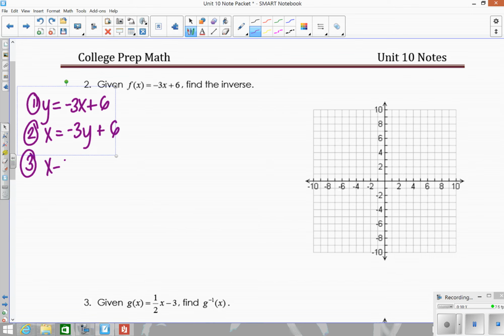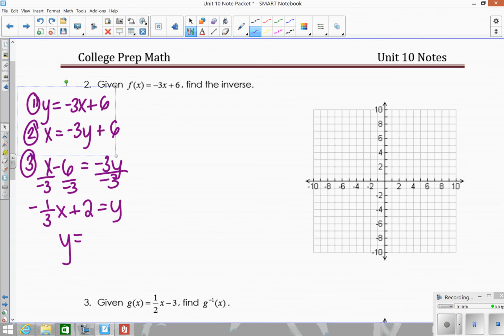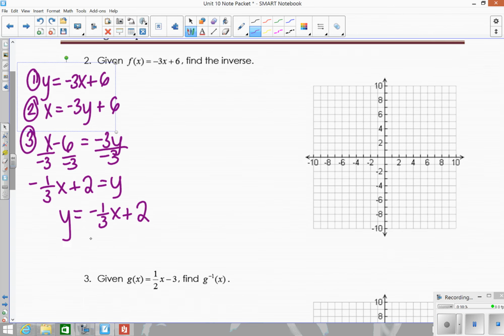So we're going to have x minus 6, as I brought the 6 over, equals negative 3y. Divide everything by negative 3. So we get negative 1/3 x plus 2 equals y. So y equals negative 1/3 x plus 2. Now keep in mind, this is the equation of a line, so it is a function. So I can use this inverse notation to write the inverse. So this would be the inverse function.